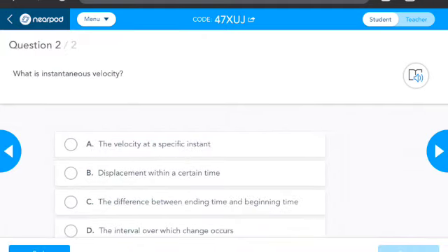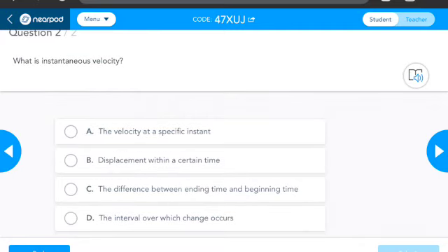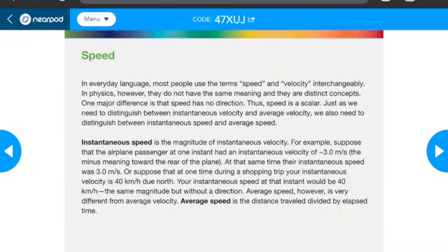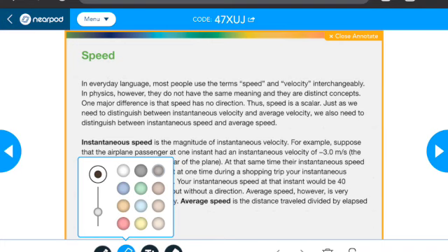It's 0. It's a little bit faster on the slides now, but it's 0 because they end in Baltimore after starting in Baltimore. Here, instantaneous velocity is the velocity at a specific instant. Displacement within a certain time is average velocity. Difference between ending time and beginning time is elapsed time, and the interval over which change occurs is the definition of time. Whew. But going back to that last problem, it was asking for average velocity. So even though we're given the distance between Baltimore and Washington, D.C., we don't care. We are dividing 0 by something.